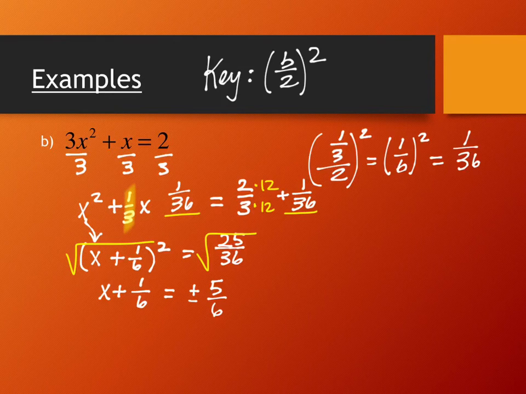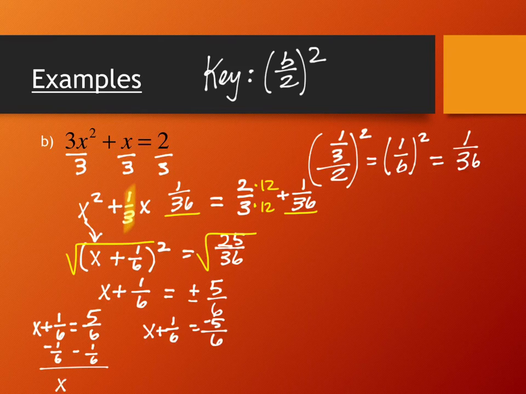So I actually have two equations. I have x plus 1/6 equals 5/6, and I have x plus 1/6 equals negative 5/6, and I have to do them separately. So when I do the subtraction of the 1/6 here, 5/6 minus 1/6 is 4/6, and 4/6 simplifies to 2/3.